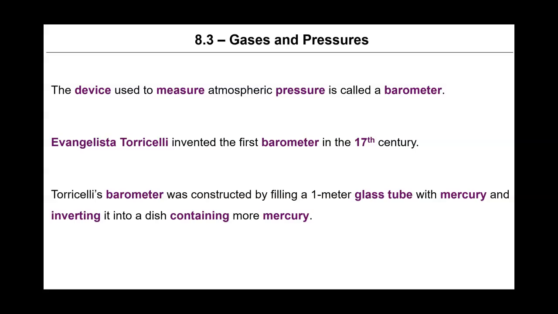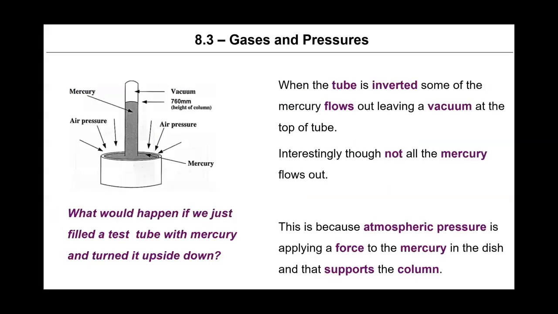What Torricelli did was he took a 1 meter glass test tube, he filled it with mercury, he put his thumb over one end, he turned it upside down, stuck his whole hand into a dish of mercury, and pulled his finger away. And somewhat surprisingly, a little bit of the mercury flowed out, but not all of it. In fact, most of the mercury remained in the tube. So only 240 millimeters out of 1,000 millimeters flowed out into the dish of mercury.